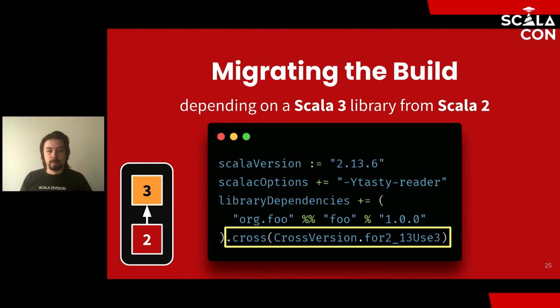But to actually add a Scala 3 dependency to a project, all we need to do is take the module ID and wrap it with a cross-version extension method, which basically lets us use the Scala 3 version of the library when the compiler is Scala 2. So the syntax you need is .cross, and then pass the argument CrossVersion.for2_13Use3.